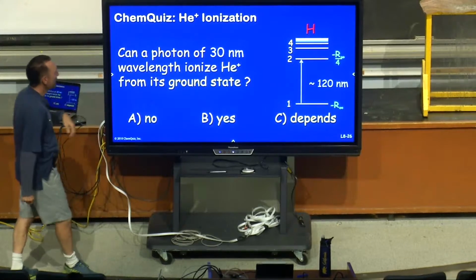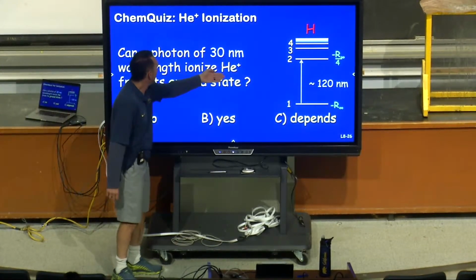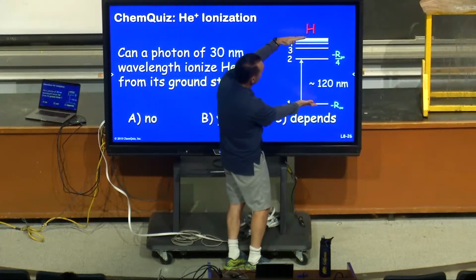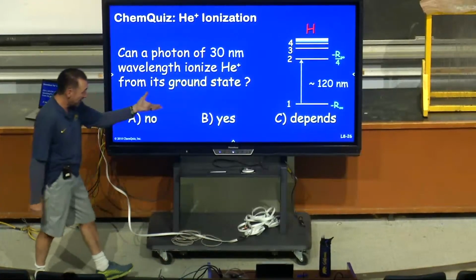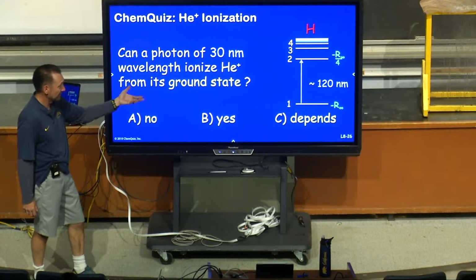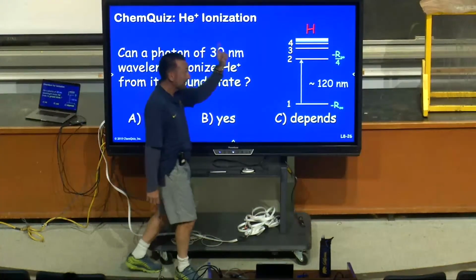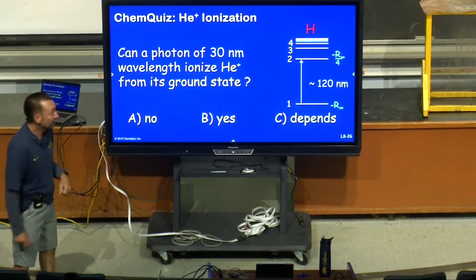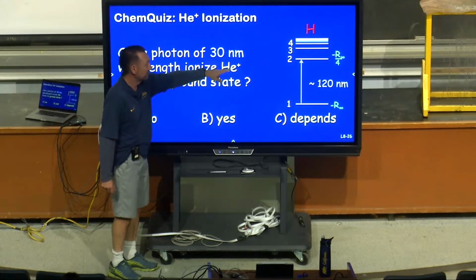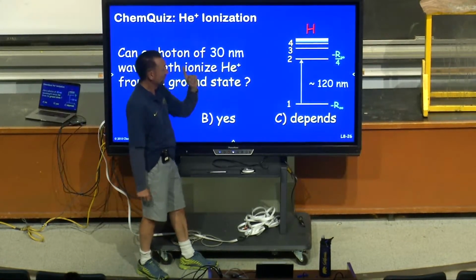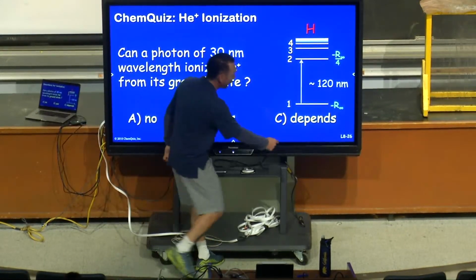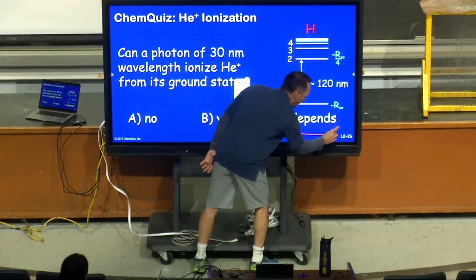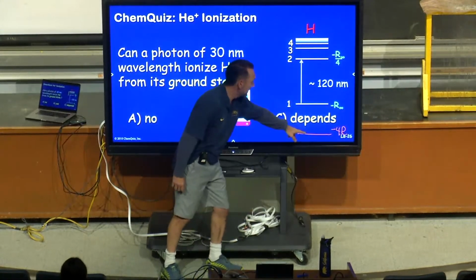Okay, can a photon of 30 nanometers ionize helium from its ground state? Now, here's something where we've given you some information, but it doesn't look like any useful information at a first glance. Number one, we're talking about helium, and like I said, you should recognize that this is not helium. Ground state is minus R. What's the ground state of helium plus the 1 electron system? Well, it's z squared over n squared, so n is still 1, but z is 2, so it's minus 4R. So way down here somewhere, minus 4R is the helium ground state.